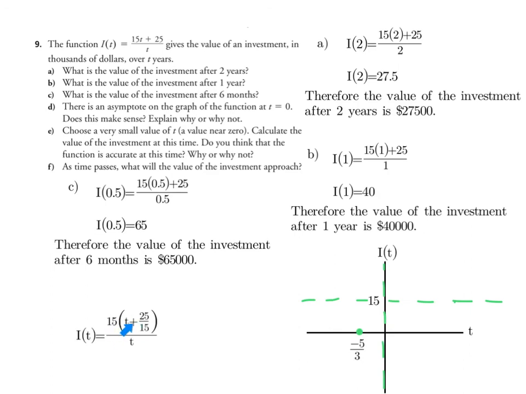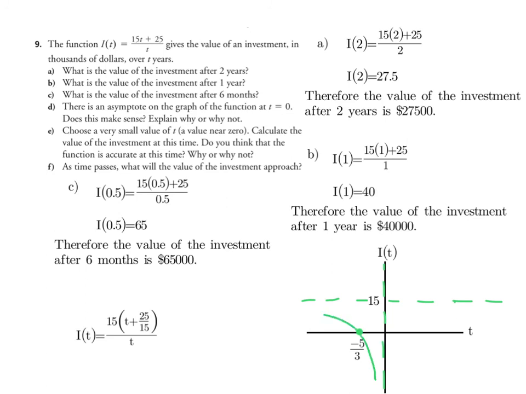All right, so I factored the top of the equation just to make it easier. This is t plus 5/3. That means we have a 0 at negative 5/3. T on the bottom gives us an asymptote, like it said, at t equals 0. They're both degree 1, so we have a horizontal asymptote at 15 over 1, so 15. There's my horizontal asymptote.